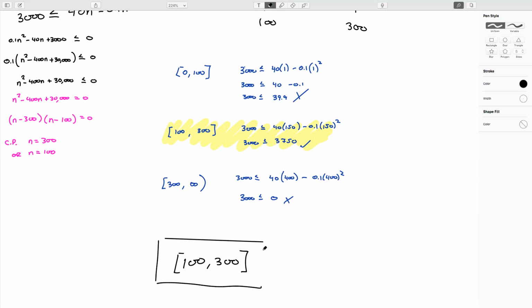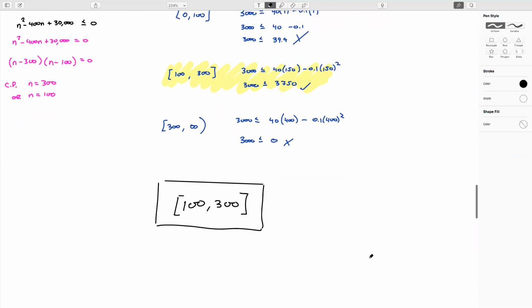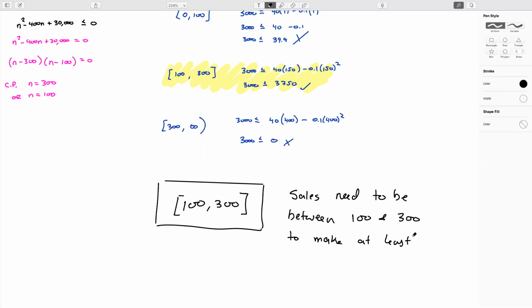And now technically we're doing a word problem, so we should actually apply some context to this. Sales need to be between 100 and 300 to make at least $3,000.